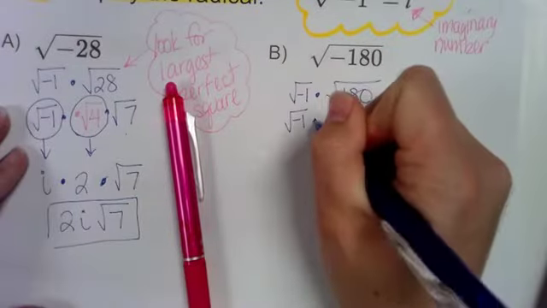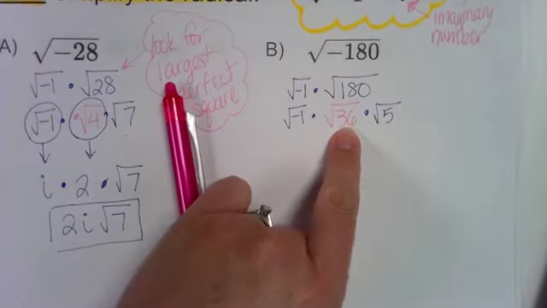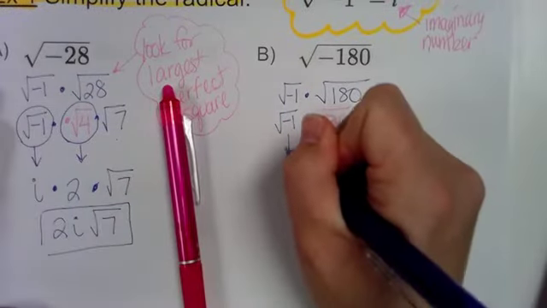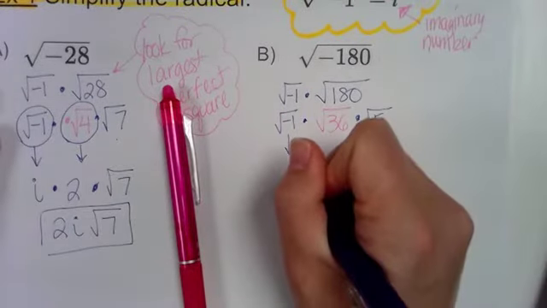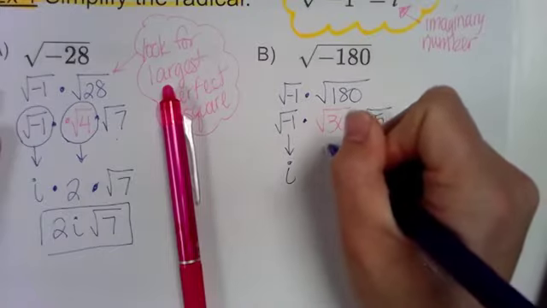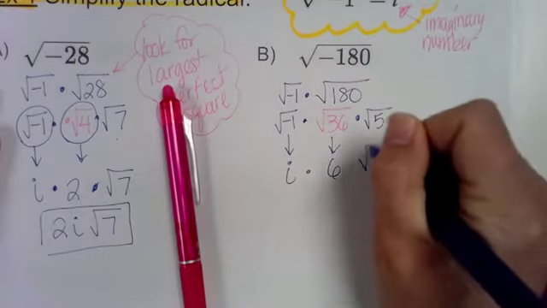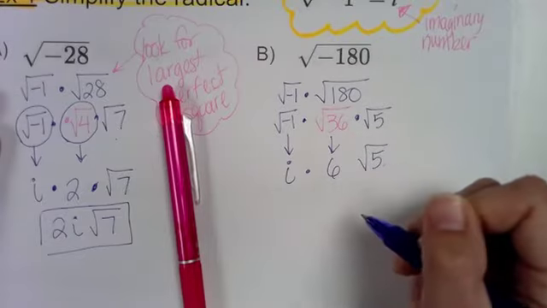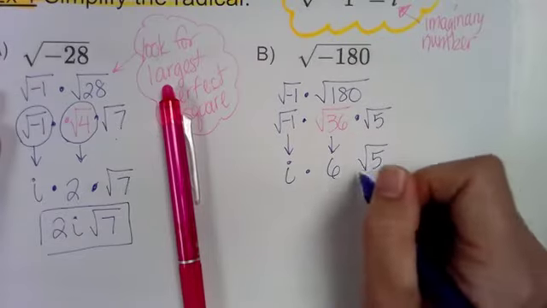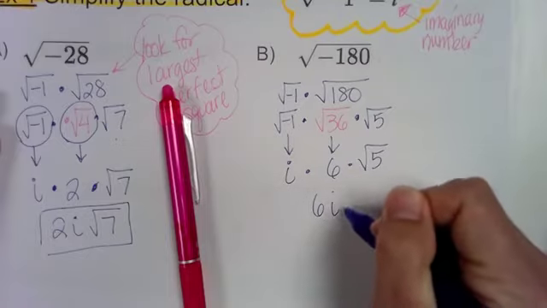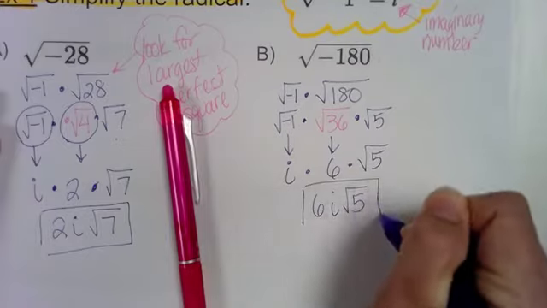There we go. So I found my largest perfect square, and now I can simplify. What's the square root of negative 1? What's the square root of 36? 6. And I can't simplify radical 5. It's kind of a funky form. So we would write 6i, then the radical 5. Okay.